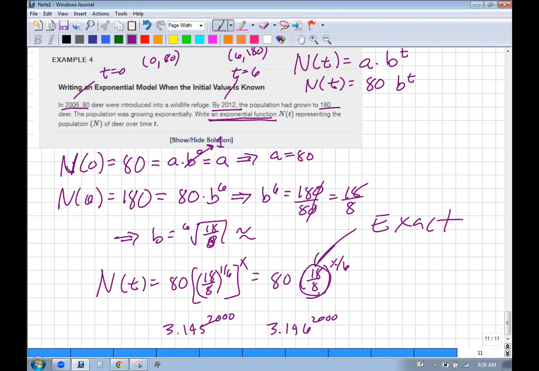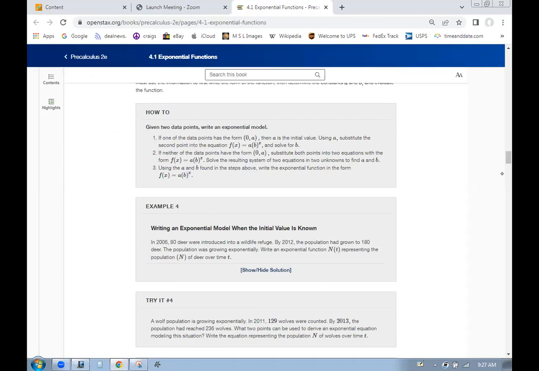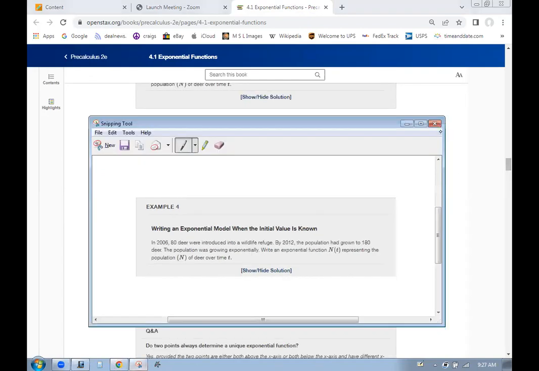Of course, I could simplify this, right? 18 over 8, I could simplify that as a fraction. But still, it's exact. Might not be in simplest form, but it's an exact number. That was that one. Try it number 4, okay.